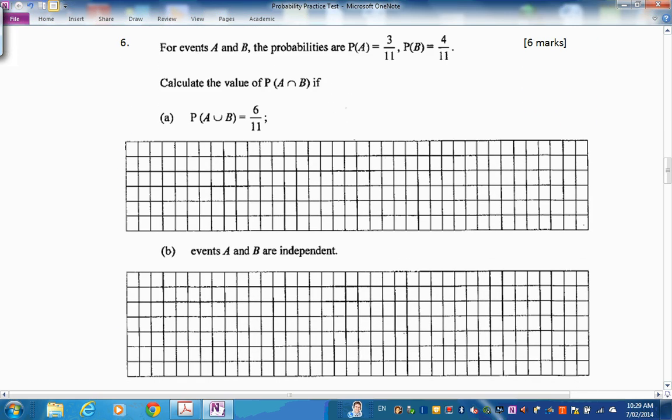Here's question 6, and we've got calculate the value of A in section B if the union is 6/11. So you know the rule, the probability of the union, looking in the information book, is probability of A plus probability of B minus the probability of the intersection. So let's put it in. This is 6/11, and that equals 3/11 plus 4/11, take probability of the intersection. So if you take these 7/11 from both sides, you get neg 1/11 equals neg probability of the intersection. So the intersection is 1/11.